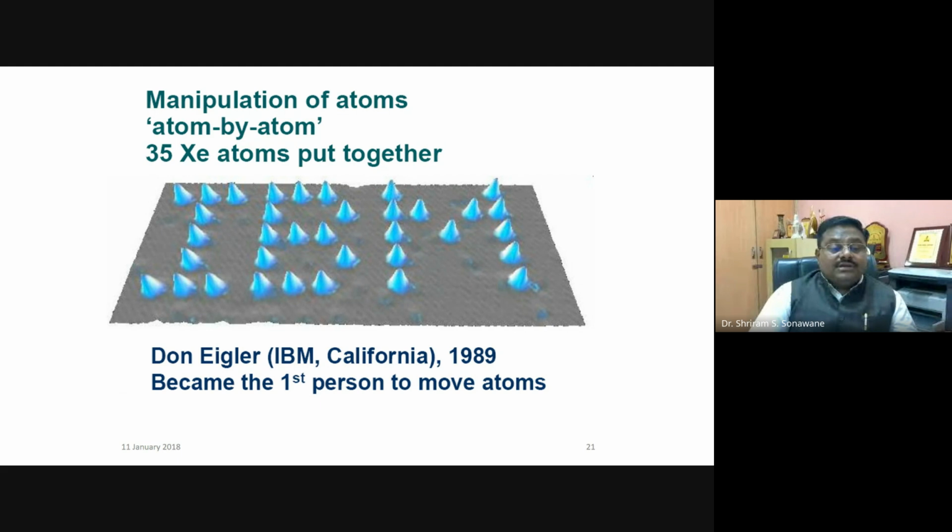So the postulation of Richard Feynman that maneuvering atom by atom is possible was realized by Don Eigler. He was a scientist at IBM California in 1989. He became the first person to move atoms one by one, and he made an IBM logo by putting together 35 xenon atoms. This IBM logo still exists at their office, and we can still see this logo on every machine of the IBM systems. Next slide.